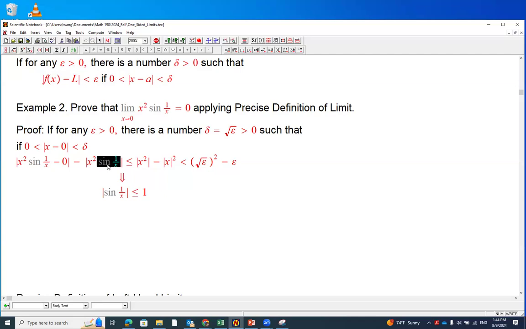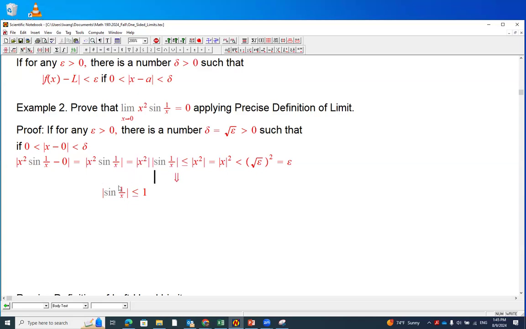I substituted the absolute value of 1 over x, right? So let me insert one more step. I have the absolute value of x squared on the next step, and also this piece. I take an absolute value separately. That's allowed, so from this step to the next step is correct.